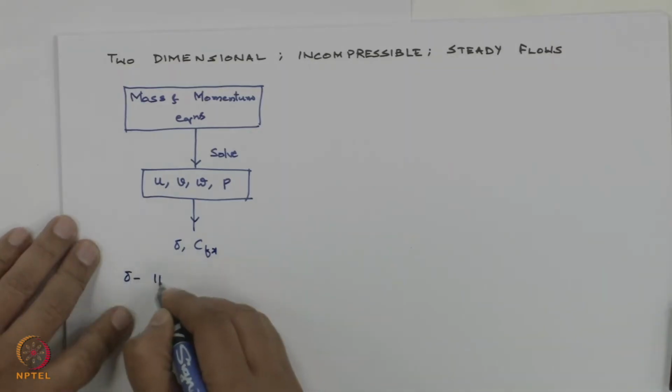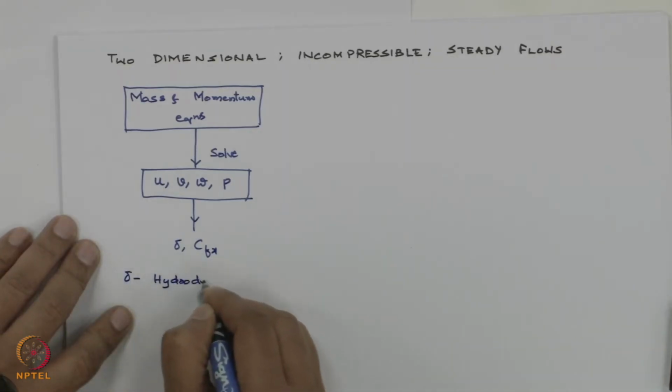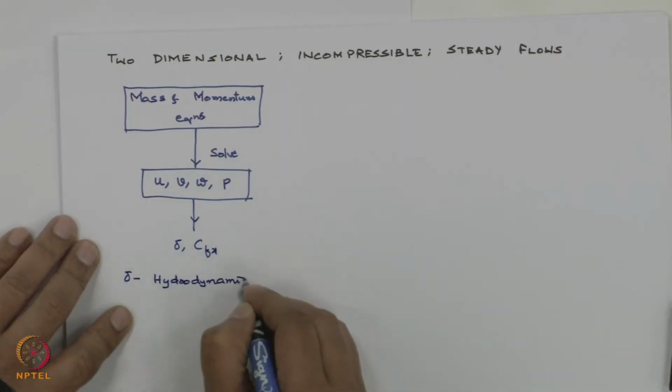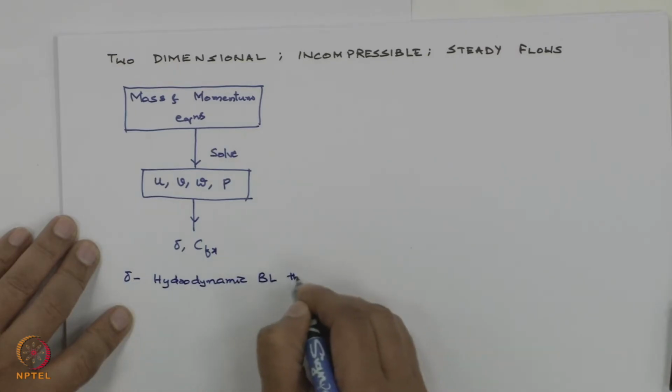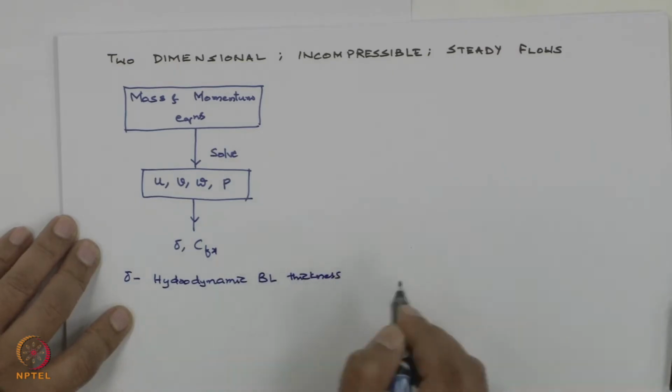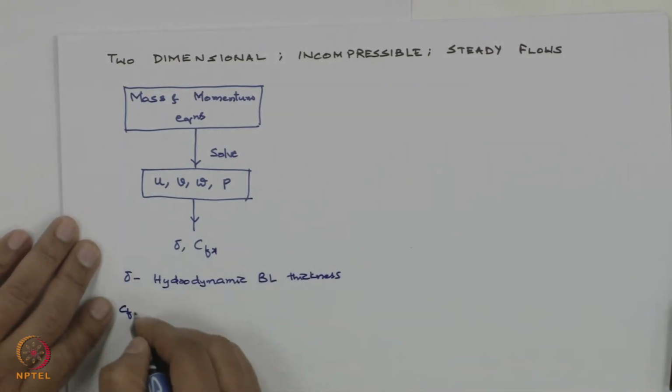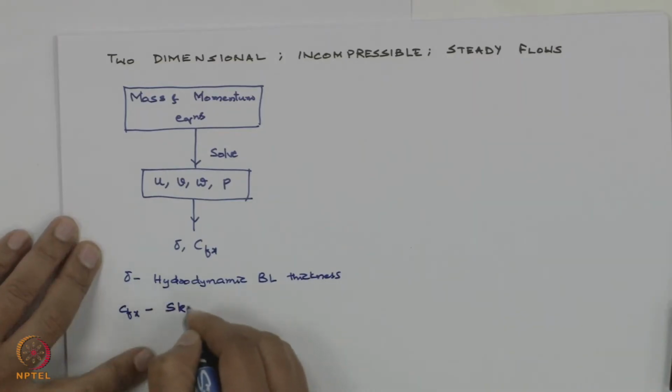Delta is the hydrodynamic boundary layer thickness and CFX is the skin friction coefficient.